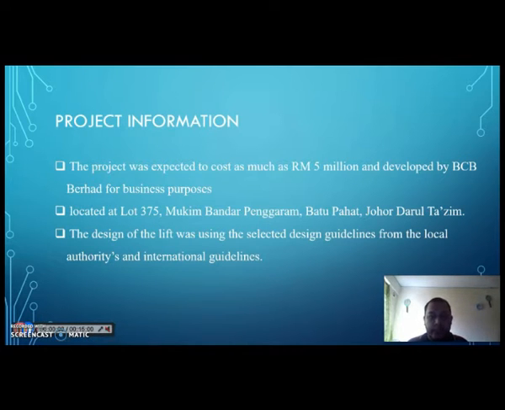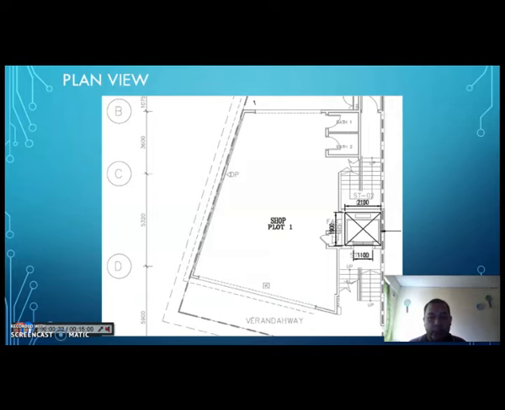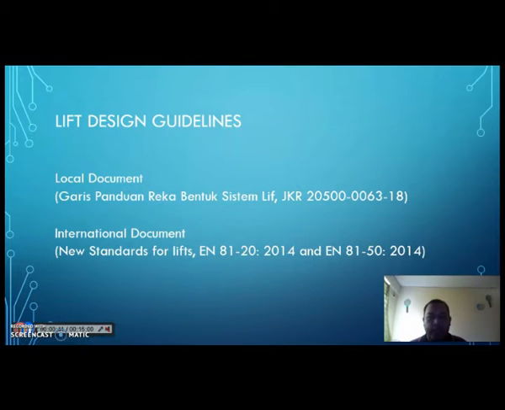So I will explain about the literature review. Firstly, we talk about the project information. The project was expected to cost as much as 5 million and is developed by BCB Berhad for business purposes. It is located at Lot 375, Mukim Bandar Penggaram, Batu Pahat, Johor Darul Ta'zim. And the last one, the design of the lift is using selected design guidelines from our local authorities and also international guidelines. So this one is our plan view, and the lift was proposed as shown in the plan here.